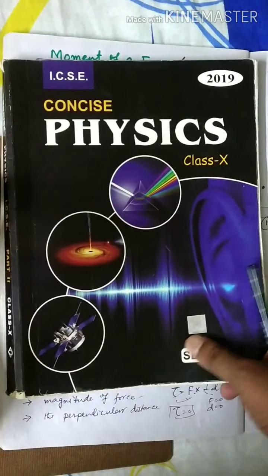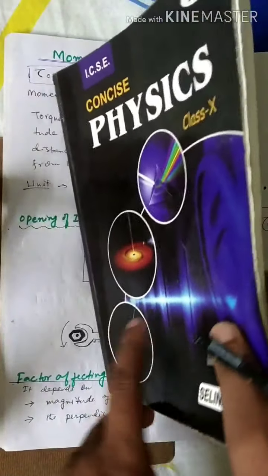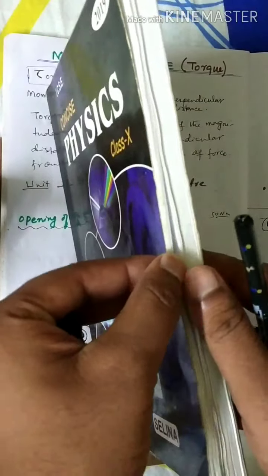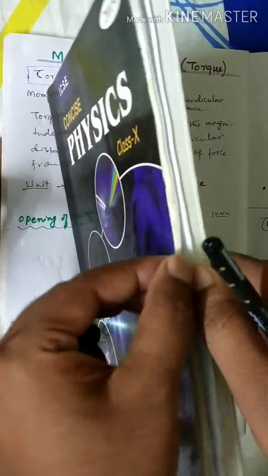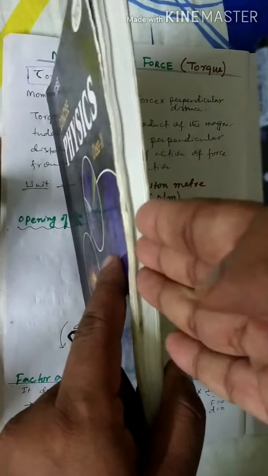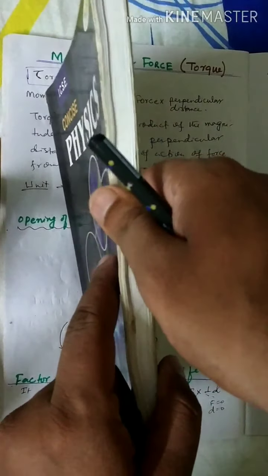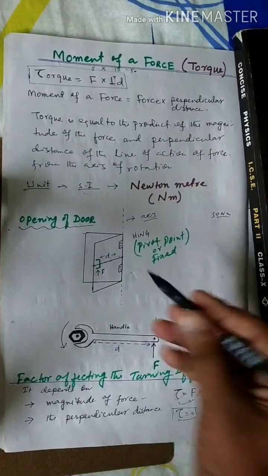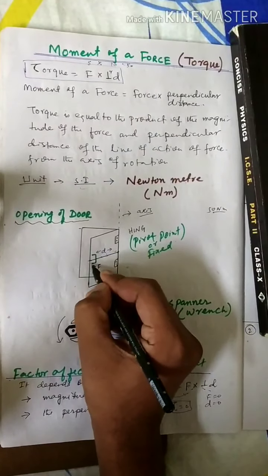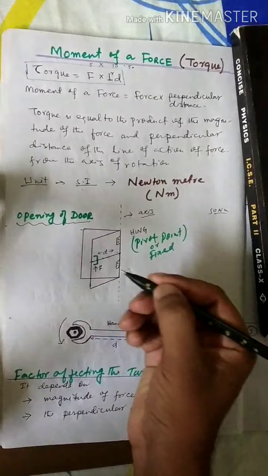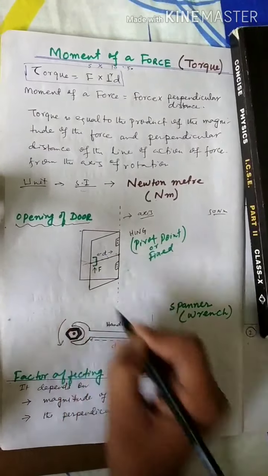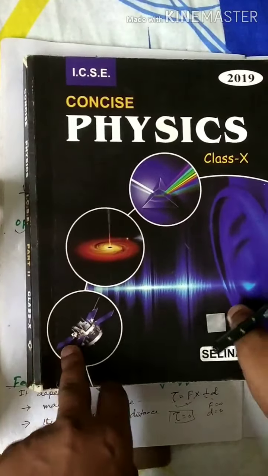Okay, and one more condition: if this is the door, this is the opening, and this side is the handle. If you apply force in that direction, a huge amount of force, will this door open? No. Here, if you are applying force in the upward direction, if somebody applies force in that direction, the body will not open, the body will not rotate.